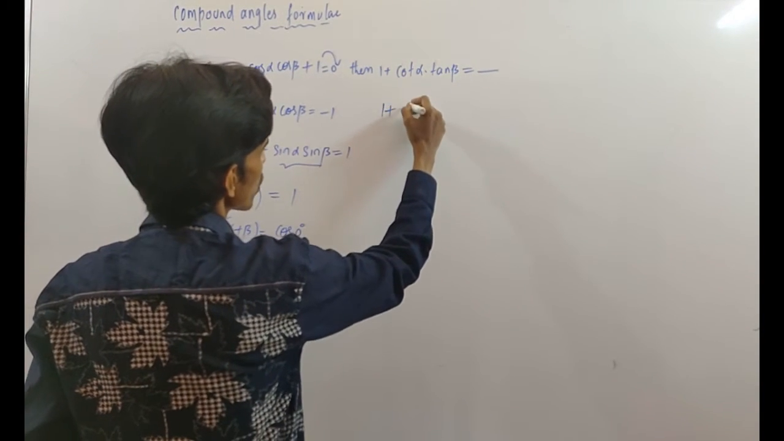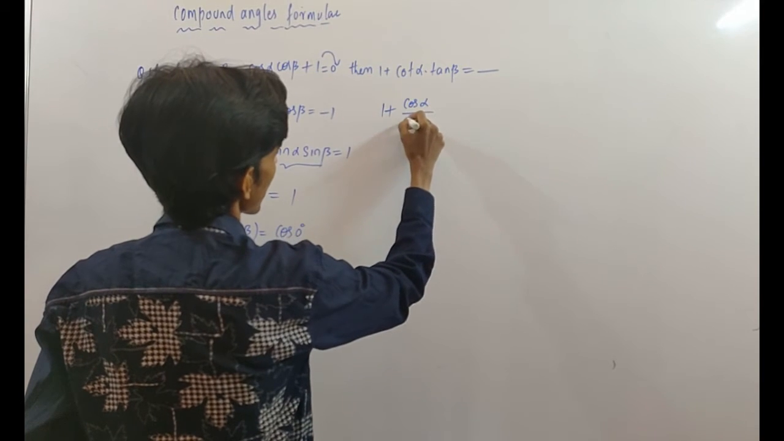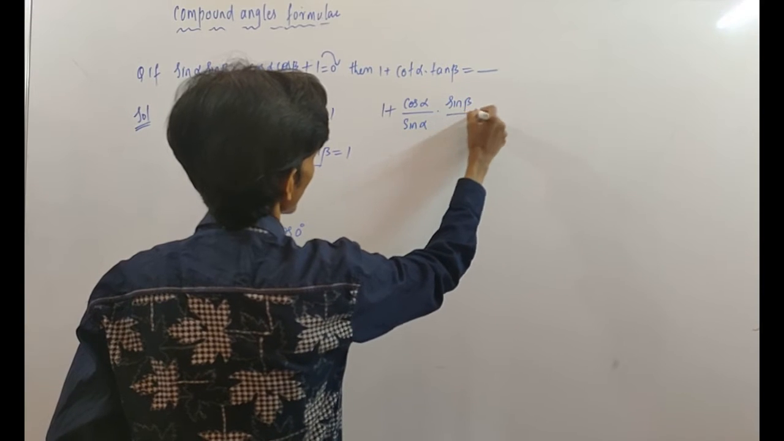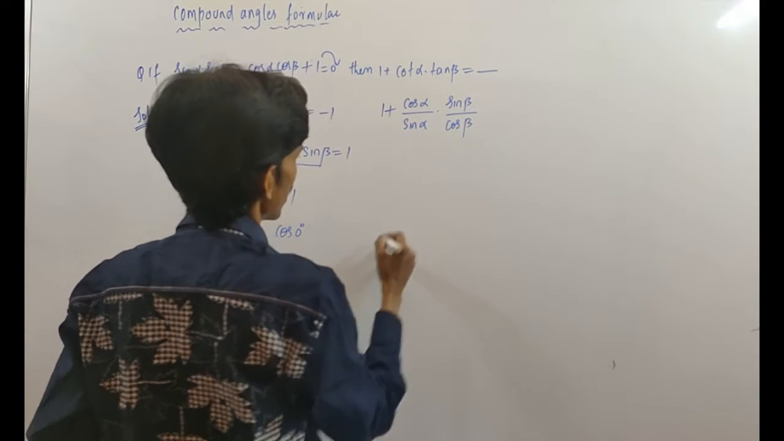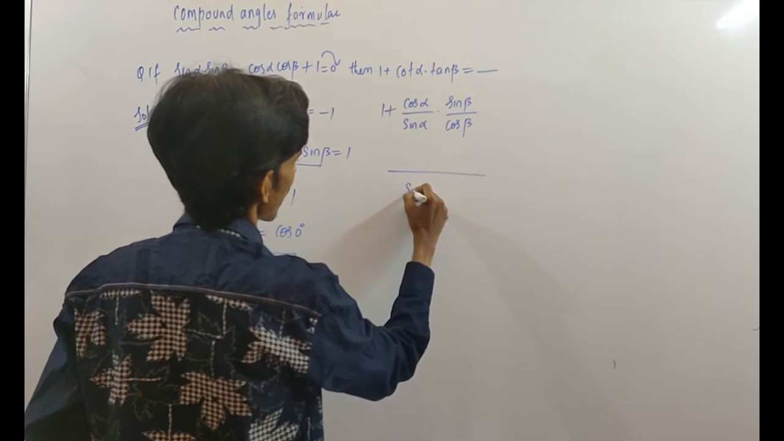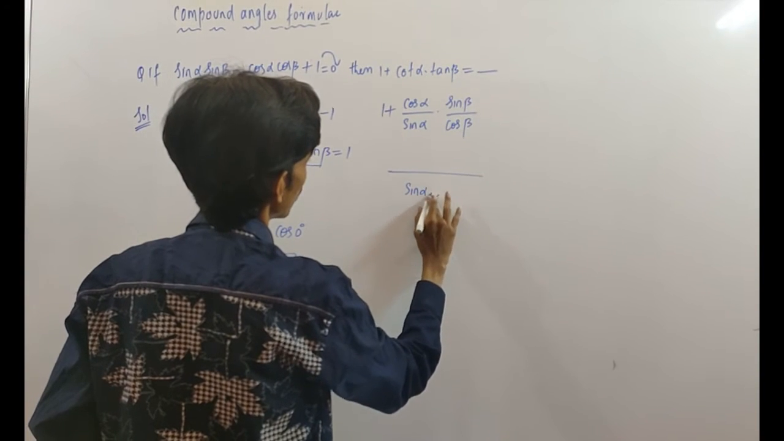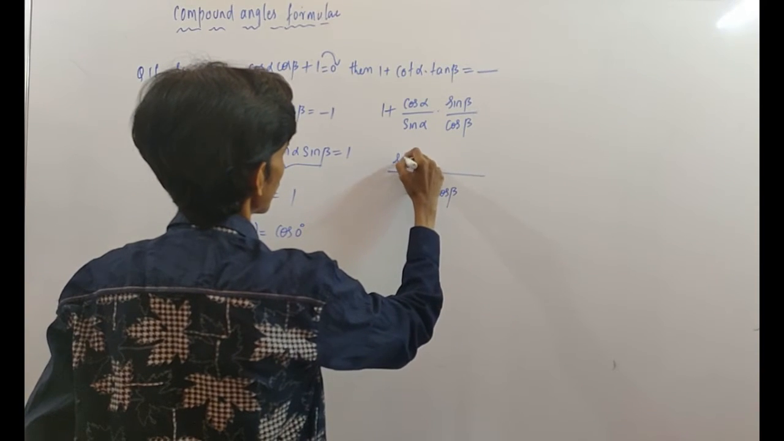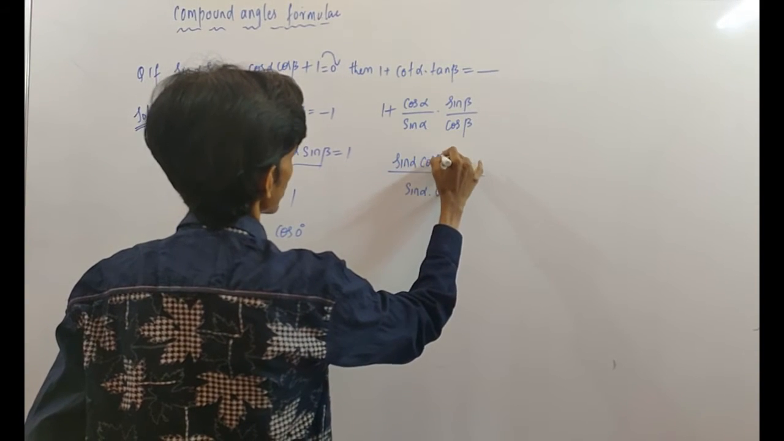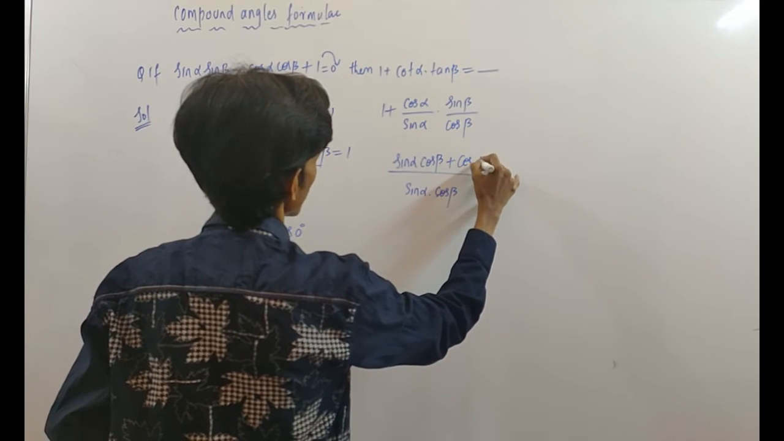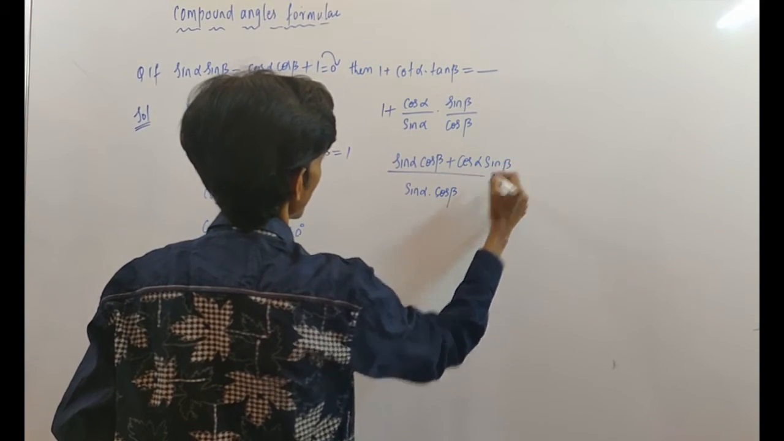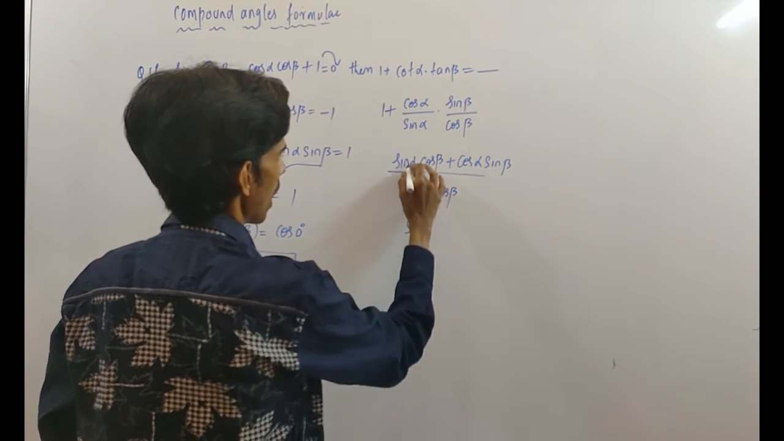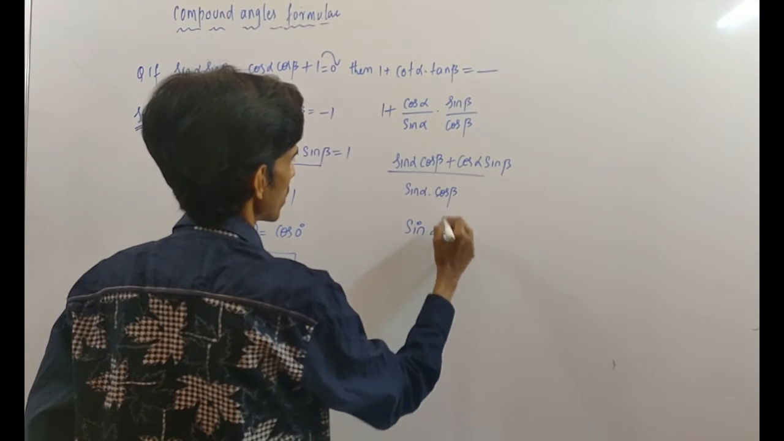That is 1 plus cot alpha, which is cos by sin, into tan beta, which is sin by cos. Now take LCM here, it will become sin alpha into cos beta. This term will multiply here, it will become sin alpha cos beta plus cos alpha sin beta. Sin cos opposite is there, so it will be sin alpha plus beta.